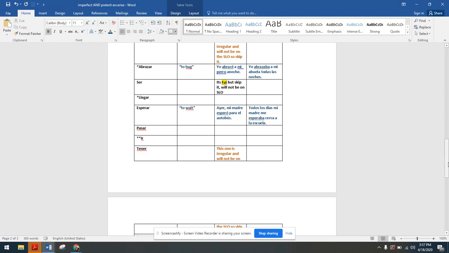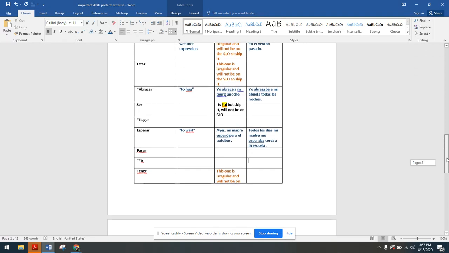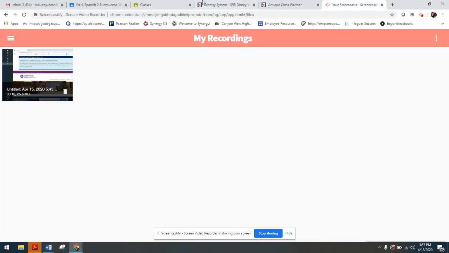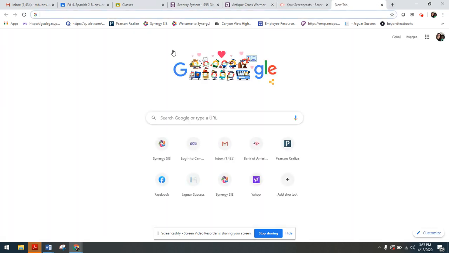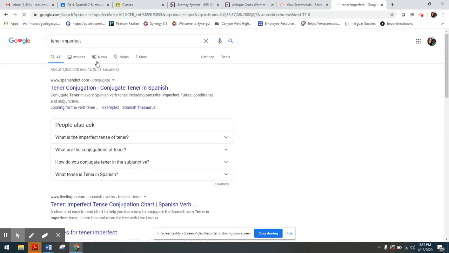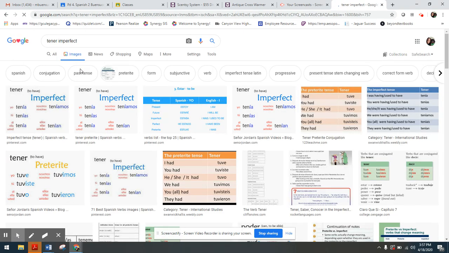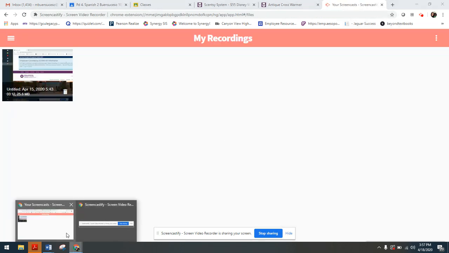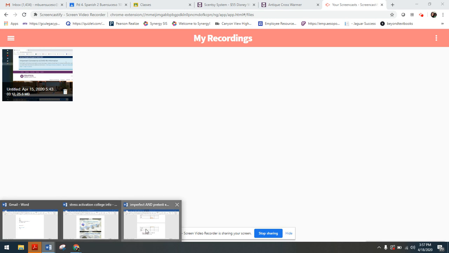Remember, if you're freaking out and you don't feel like looking at what you did last week, even though the stuff is in there, what I want you to do is you can always just look. I'm going to show you what I do. Just go here and type, tener imperfect. And guess what? It just pops up. Oh, there it is. Okay, so if you haven't figured that out yet, now you know. And knowing, my friends, is half the battle.